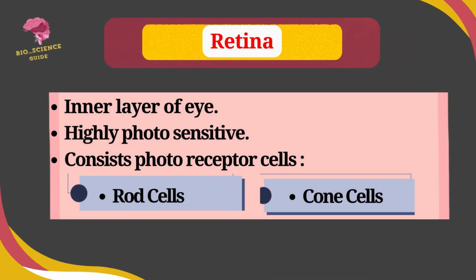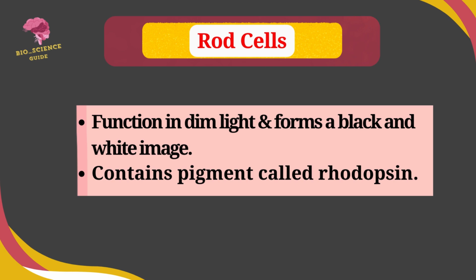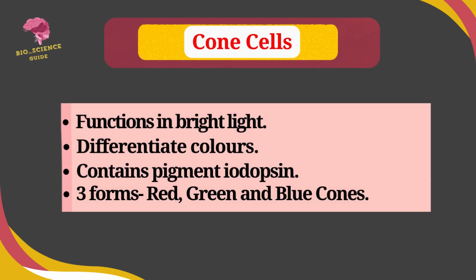The inner layer of the eye is called the retina, which is highly photosensitive. It consists of photoreceptor cells like rod and cone cells. Rod cells function in dim light and form a black and white image. They contain the pigment called rhodopsin. Cone cells function in bright light and differentiate colors. They contain the pigment iodopsin, which is in three forms: red cones, green cones, and blue cones.